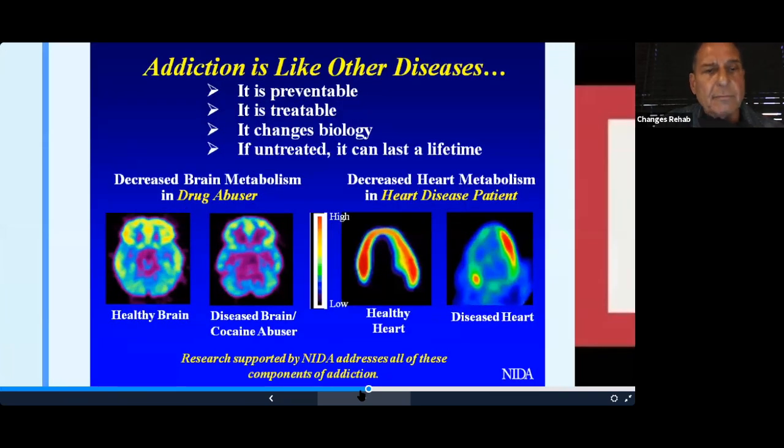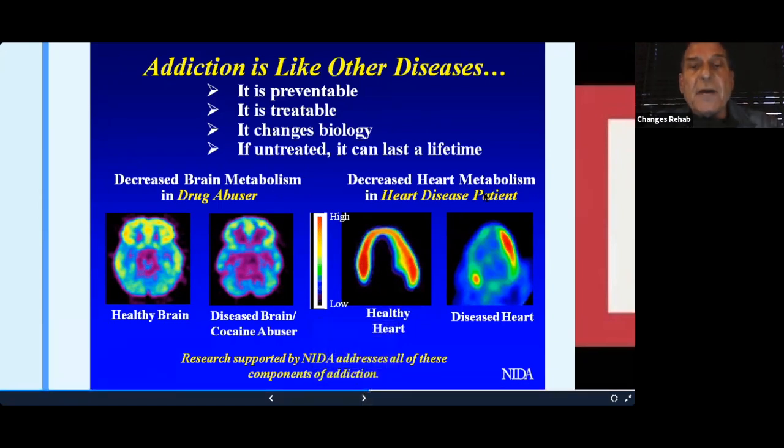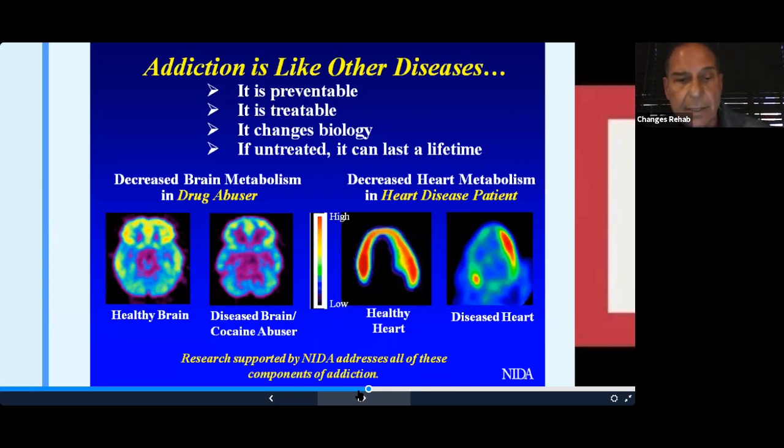Okay, so addiction is like other diseases. It is preventable, it is treatable, and it changes the biology. If untreated, it can last a lifetime. And we often say that the disease of addiction is the obsession of the mind and the compulsion of the body. So the mind actually thinks of the drugs all the time, and the body just wants those drugs. So there's the craving and the obsession and the compulsion. Could we go to the next slide?